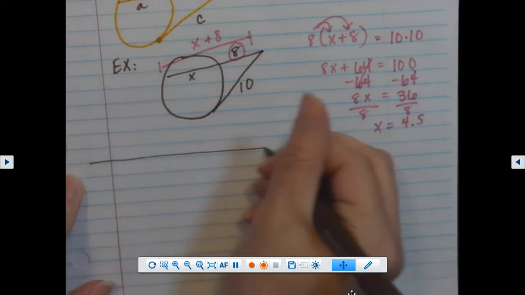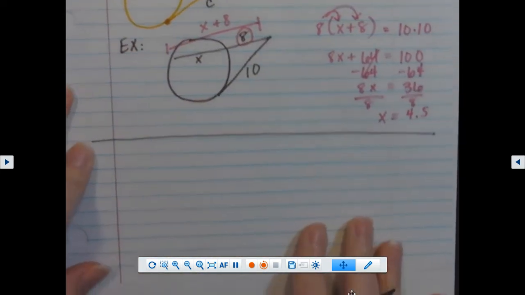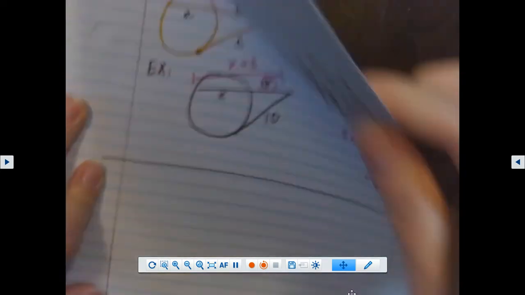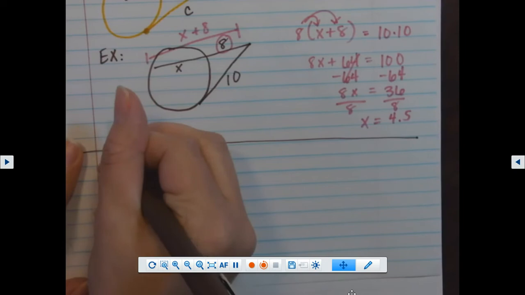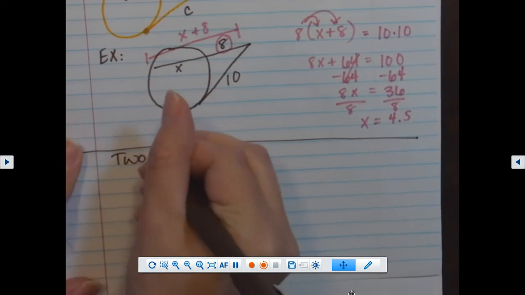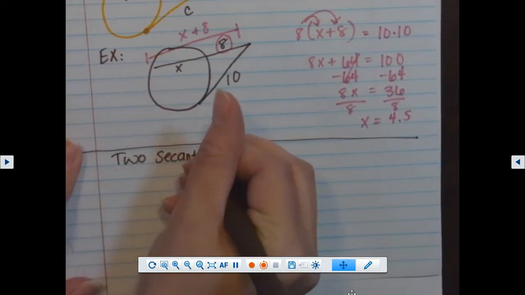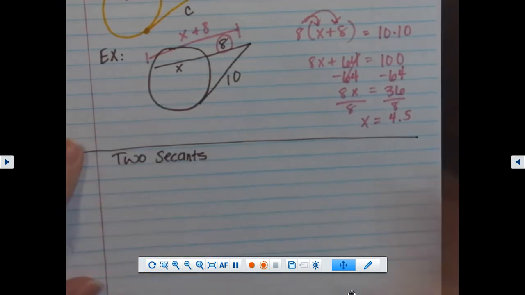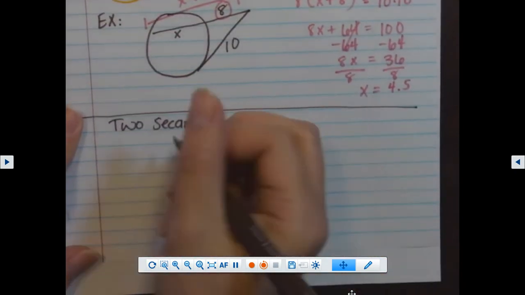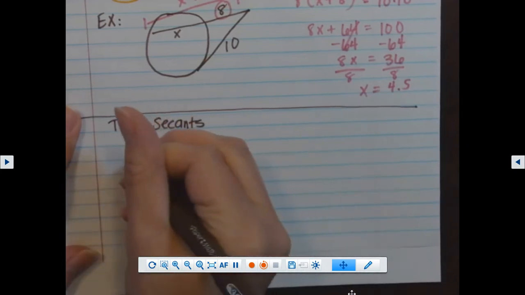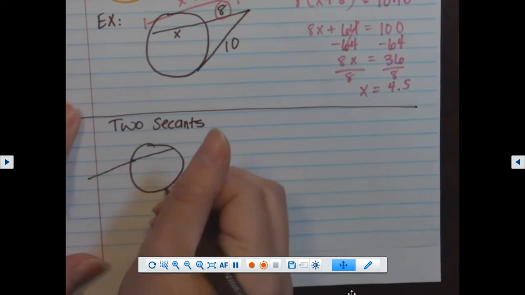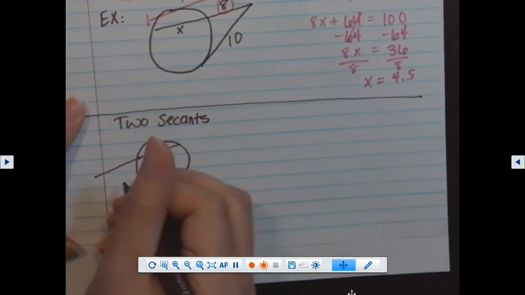Let's go to almost our final example. We've got 2 more. This one is done very similarly. It's the secant to secant problem. Okay, so if we have 2 secants, we just have to do outside times whole on both sides. So I'm going to go to the other side, which is kind of backwards.